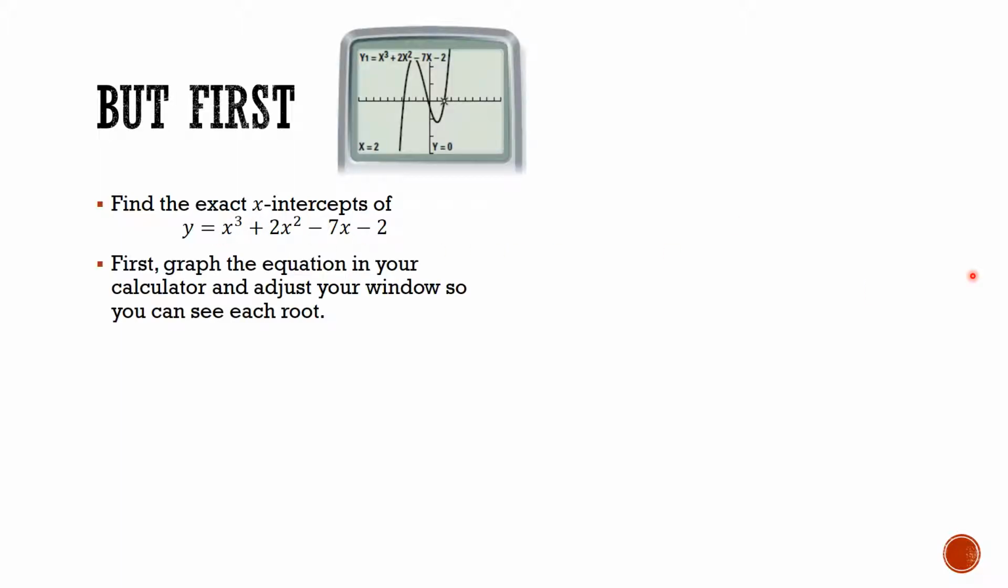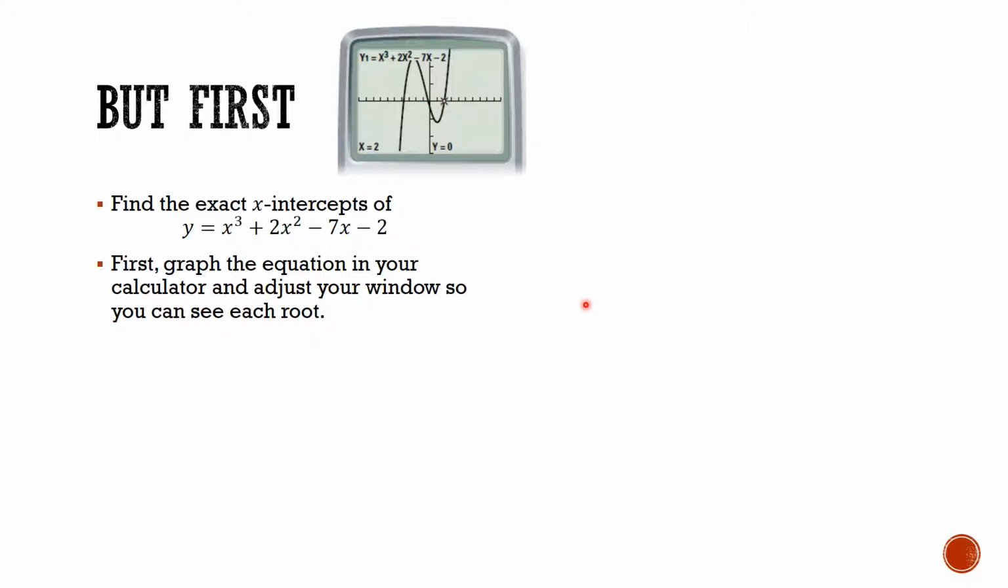All right, last one, definitely the harder one. So we want to find the exact x-intercepts. When you see the word exact, you know you're leaving things in square root form when possible. And it's of this equation right here. So this time they're not giving you the factored form. They're not giving you a graph. Your first step is to take this and plug it into your calculator and adjust the window so you can see it cross all 3 times.